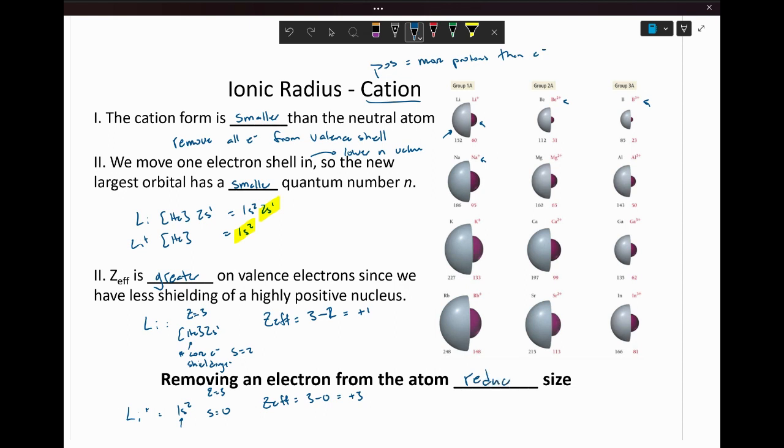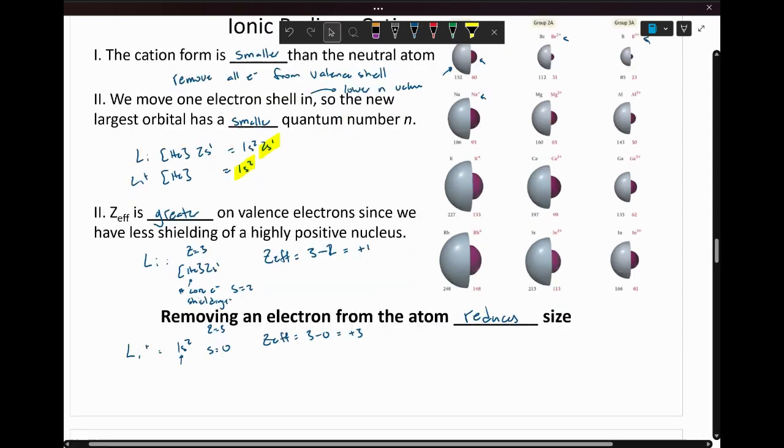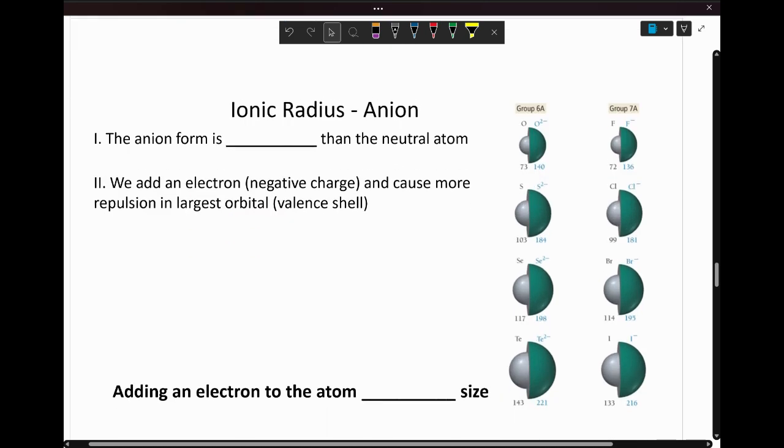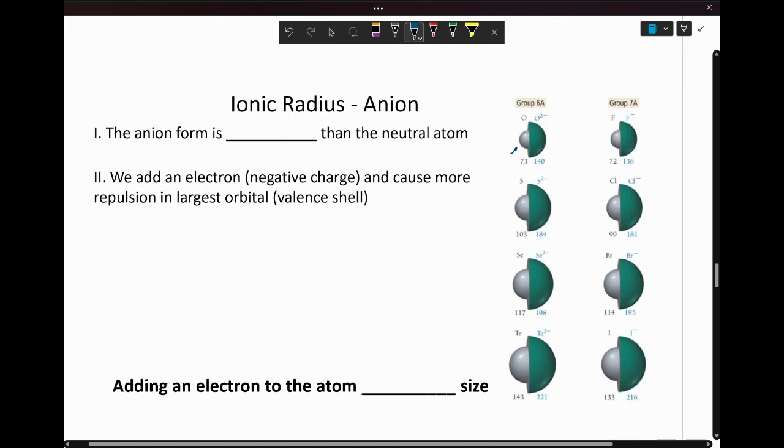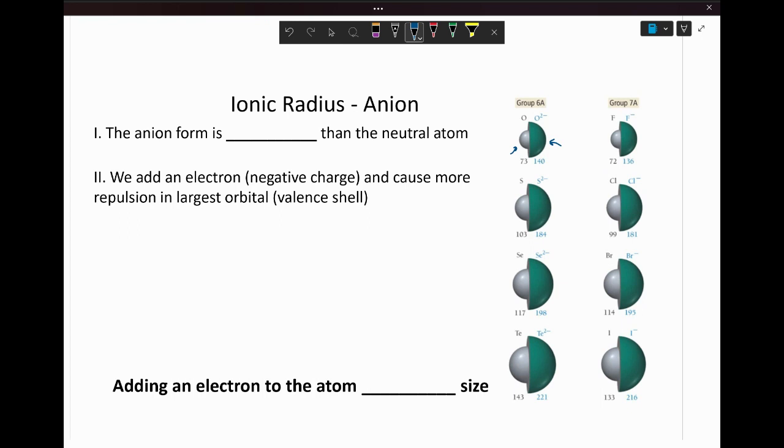Where we have a reduction in size for our cations, we're going to observe the exact opposite for our anions. In gray is the neutral atom, and in green is the ion. In this case, we're adding enough electrons to reach the noble gas configuration for the ion. And as you can see to the right, the anion is larger than the neutral atom. When we add that electron, it being a negative charge, it causes a little bit more repulsion in the largest orbital.